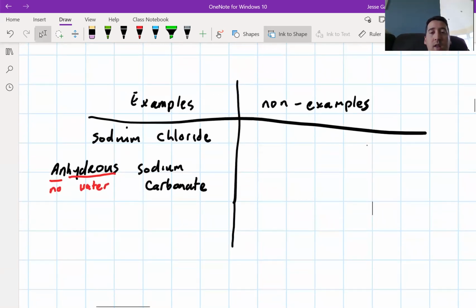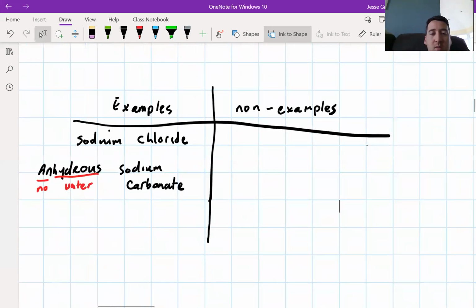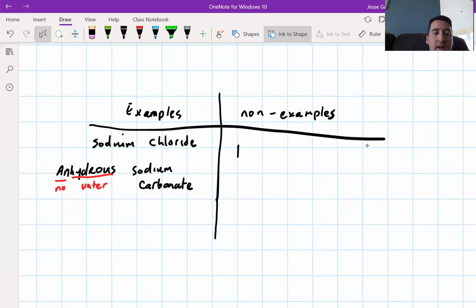Okay, so what then are non-examples that we would have heard of? All right, so the first one is HCl, hydrogen chloride, or hydrochloric acid. Okay, but hydrogen chloride is a gas. And gases, we cannot measure accurately. You can't precisely measure how many grams you have. So it's hard to measure. Okay, so that's a non-example.